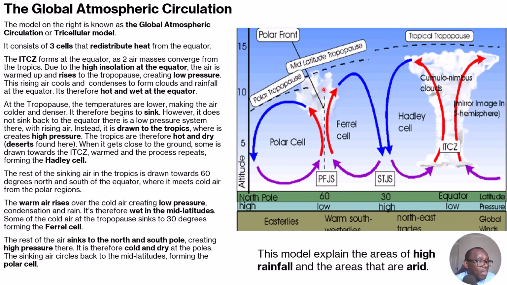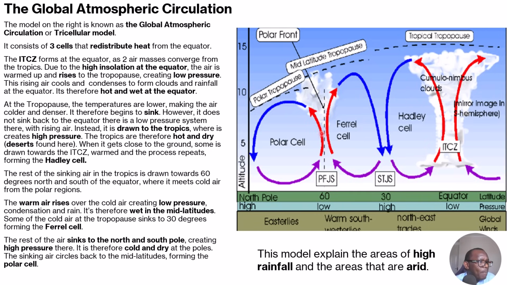Again, the air now is cold up here and therefore cannot sink back down towards 60 because there is rising air at 60, and therefore some of it is going to be drawn back towards 30 degrees. Some of it is going to be drawn back towards the polar regions. But the part being drawn back to 30 degrees is going to create high pressure again at 30 degrees and then be recycled around this area here. And that there again is a Ferrel cell. So it's moving heat from 30 degrees toward 60 degrees north and south of the equator.